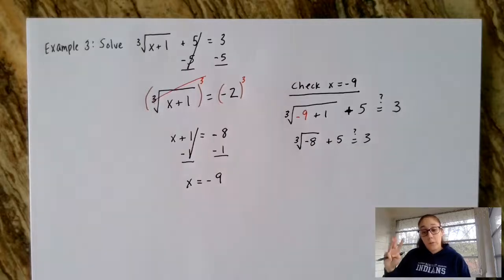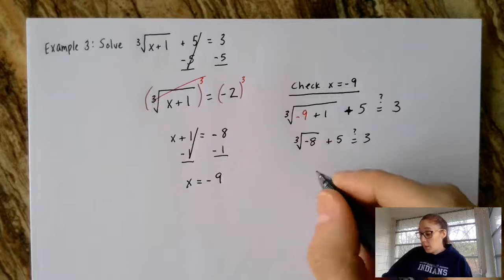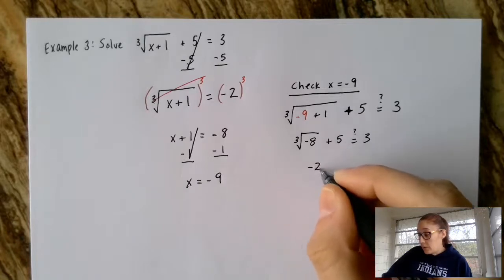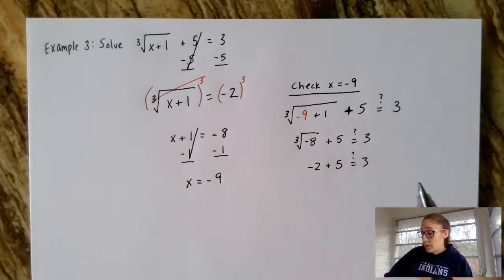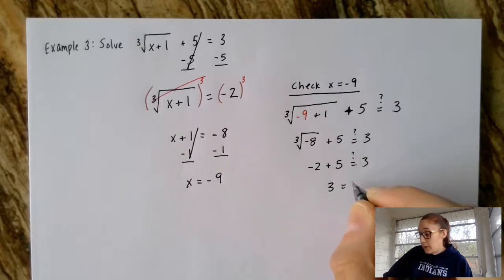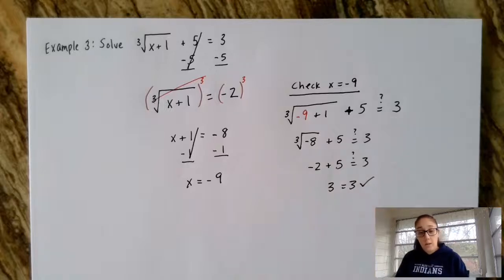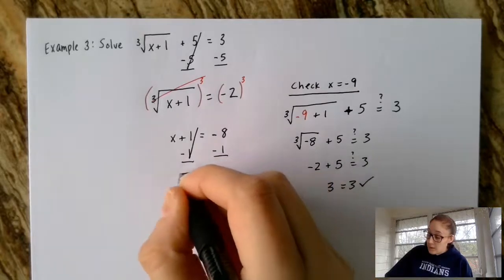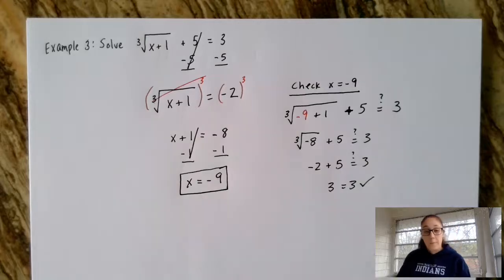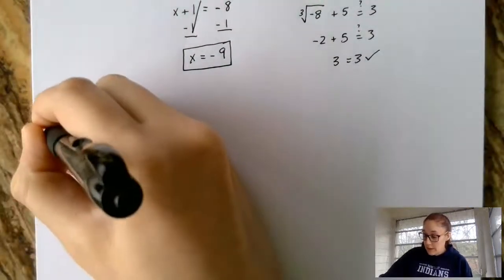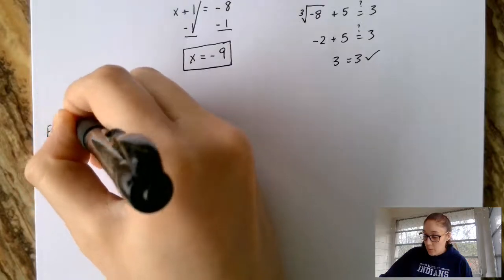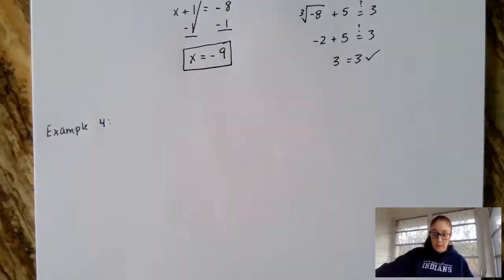If we multiply negative 2 by itself 3 times, we get a negative 8. So we have negative 2 plus 5. Still we're checking. So what's negative 2 plus 5? Well, that's positive 3. So this does check out. Alright, so that means that this is our final answer. Alright. Let's take a look at another example, and then we have a word problem left. And that's going to be the very last thing that we do.